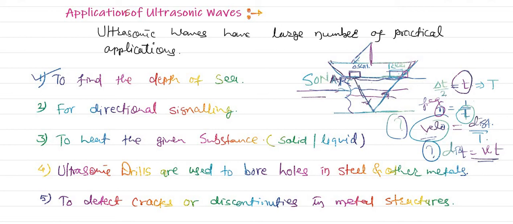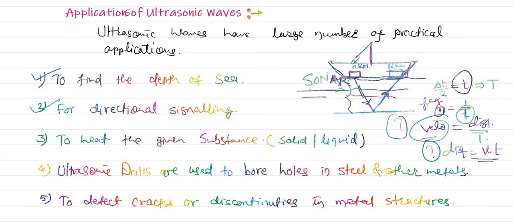The second one is directional signaling. In different areas of our country, or in the overall world, some cable networks or towers are not possible to launch, and in that case the ultrasonic waves help us for signaling purposes, in a perfect, specific direction.